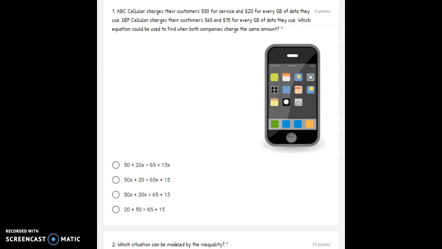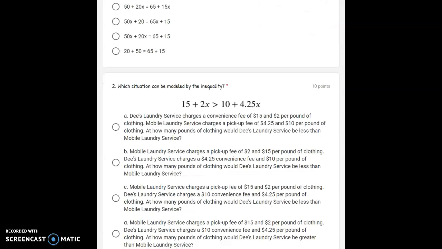A, 50 plus 20x equals 65 plus 15x. B, 50x plus 20 equals 65x plus 15. C, 50x plus 20x equals 65 plus 15. Or D, 20 plus 50 equals 65 plus 15.